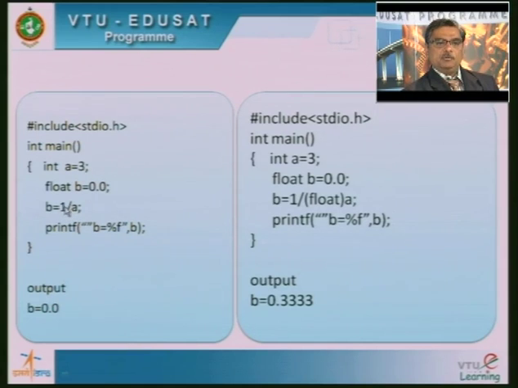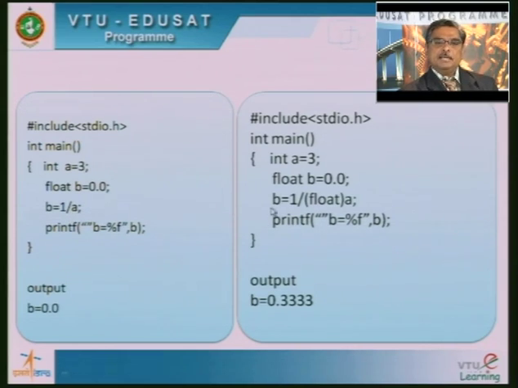Because a is an integer, 1 is also an integer, and 3 is also an integer. So integer division will give 0.33, but only the left part will be kept and the decimal part will be truncated. 0 will be assigned to b, hence b will be printed with %f as 0.0, and b will not be properly printed. How to get its value? Using this same program you can get its value by changing the type of a to float.